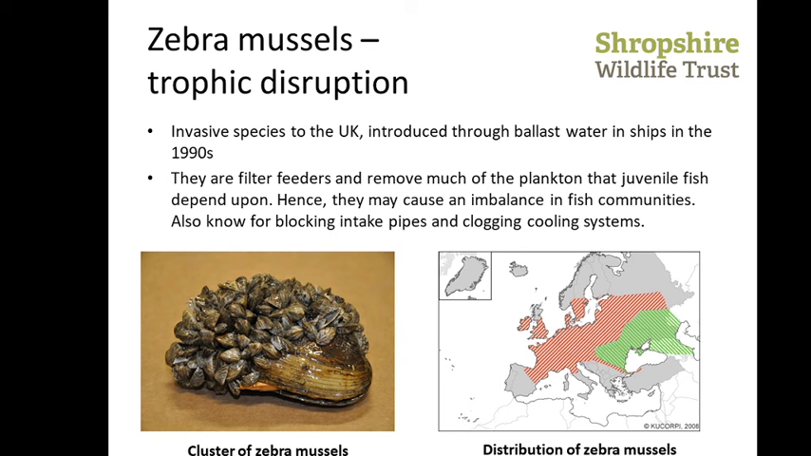Zebra mussels are a filter feeder. We've had a look at mussels earlier, and what they tend to do is occupy a trophic level within the web, the food chain, and they will remove much of the plankton because they are over capacity. So they affect the carrying capacity of the water and create an imbalance in fish communities. They also have a physical impact by blocking pipes and clogging cooling systems, and that leads to economic issues, and they've spread incredibly rapidly across Europe, and are now found in significant areas of the UK.